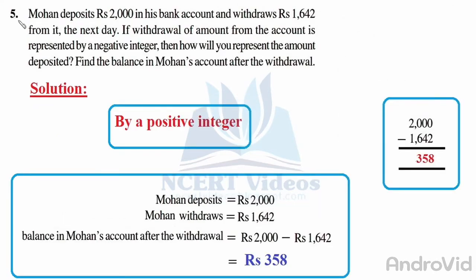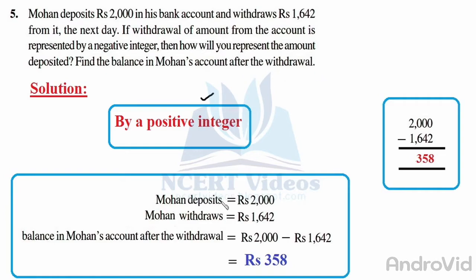Question 5. Mohan deposits rupees 2000 in his bank account and withdraws 1642 the next day. If withdrawal of an amount from the account is represented by a negative integer, then how will you represent the amount deposited? So as you can see, obviously by a positive integer, because we are depositing something into the bank. Now find the balance in Mohan's account after the withdrawal.